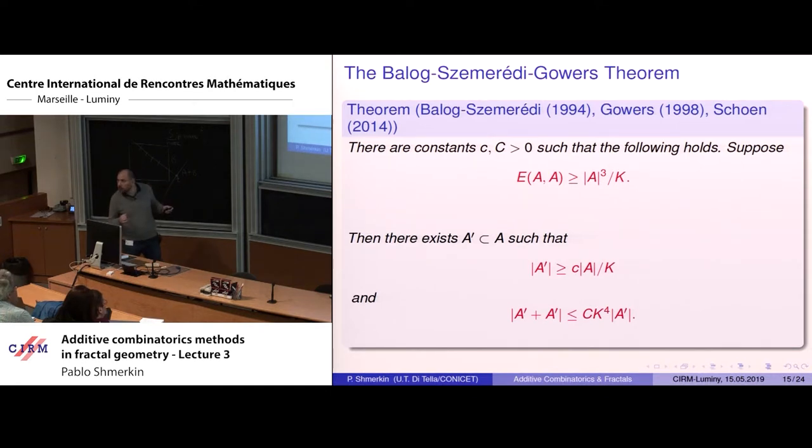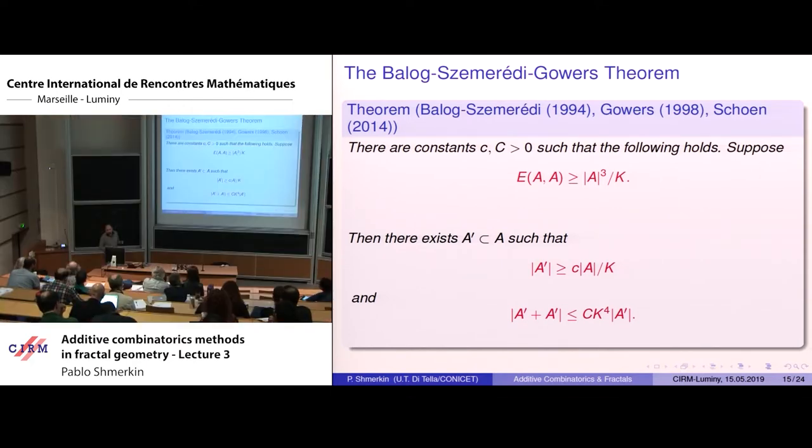What is K? Arbitrary. K is an arbitrary number. So this is meaningful even if K grows with A, which was not the case for Freiman's theorem. This is meaningful even if K grows with A. So if K is the size of A to the epsilon, which is the case I'm interested in, this gives you information. Very useful information, in fact.